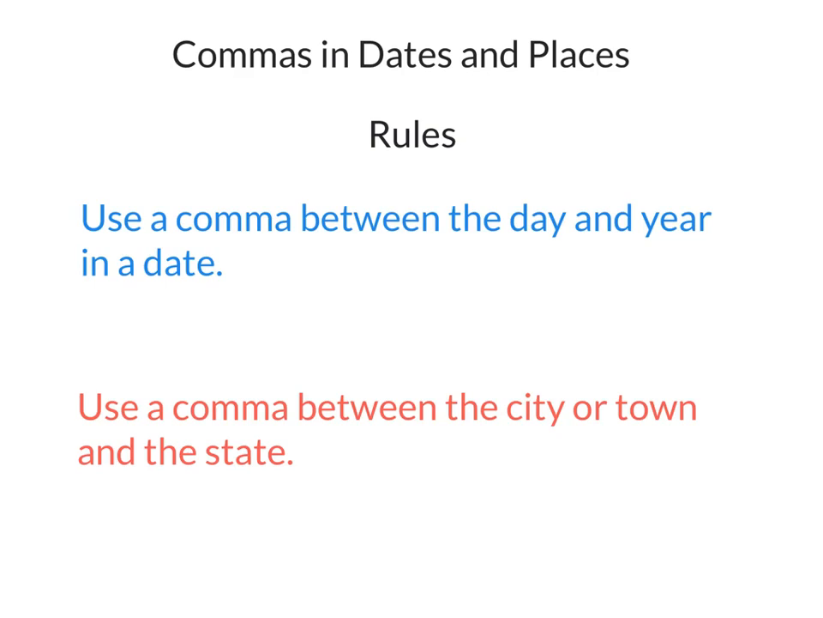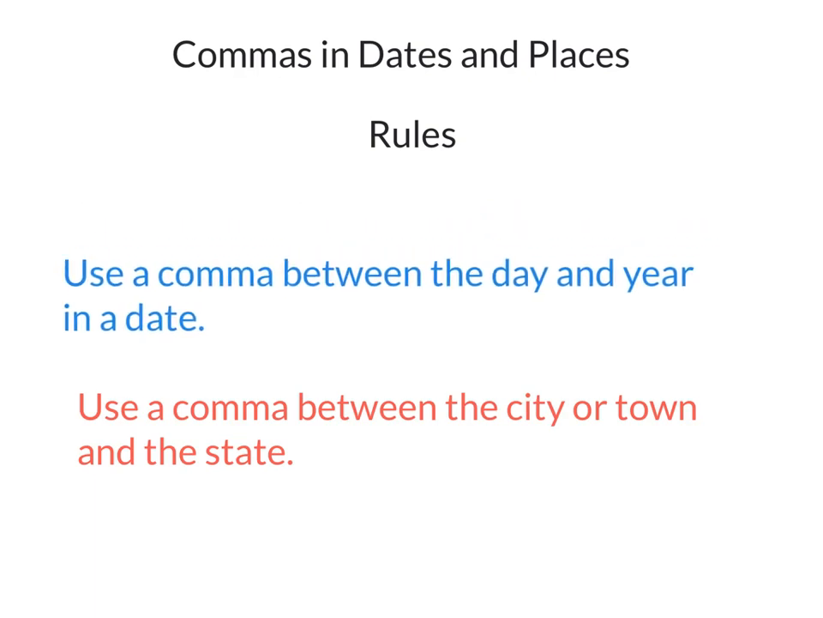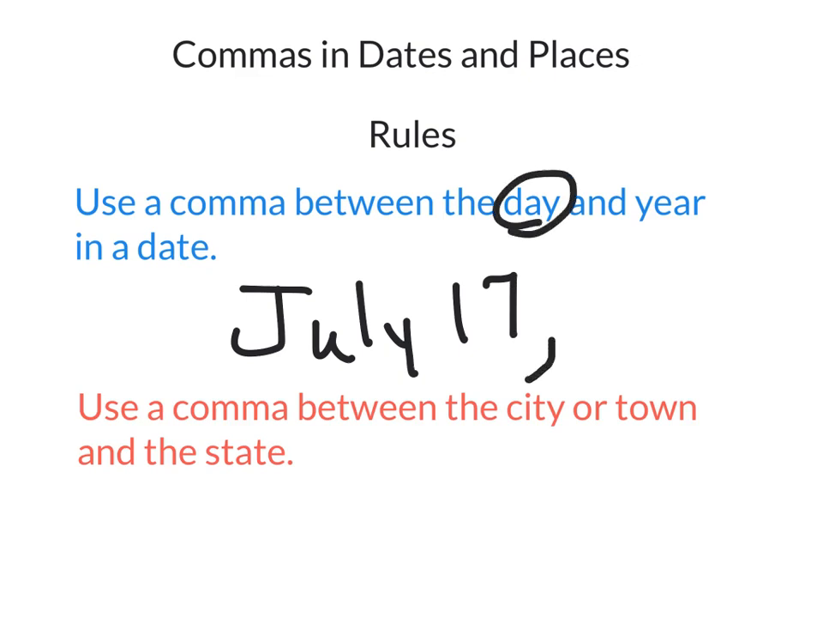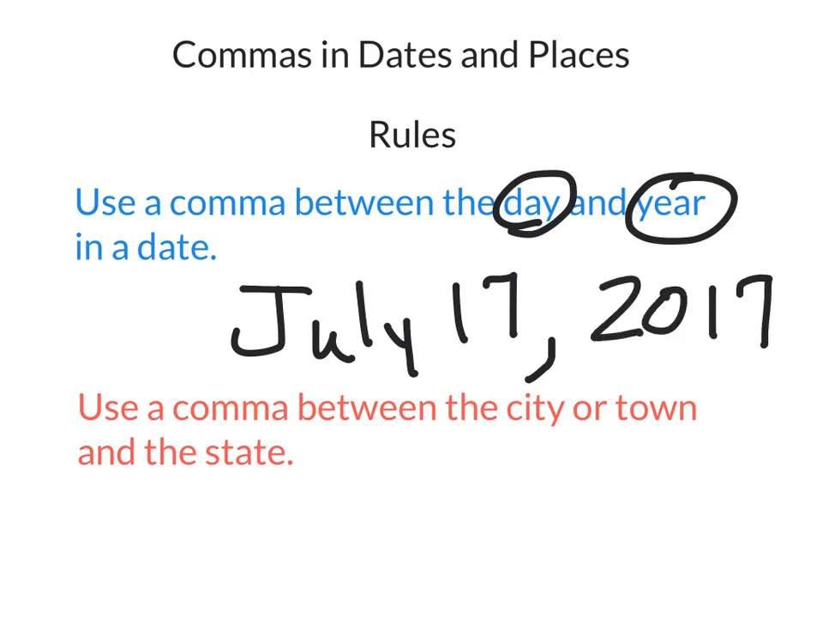Hi, third grade. Today's lesson is about using commas when we are writing dates and places. So, two very simple rules. We use a comma between the day and the year in a date. So, for example, I made this video on July 17th, and then I'm going to put a comma between the day and the year, and the year is 2017. And here's my comma.